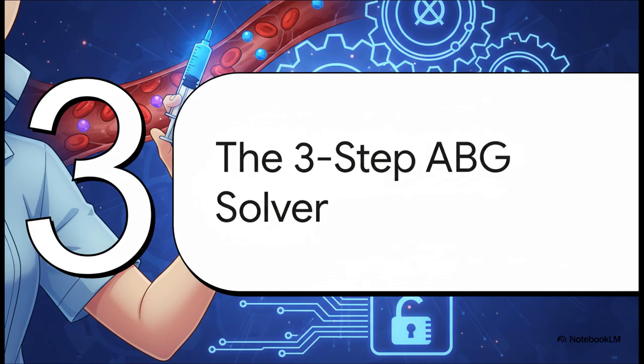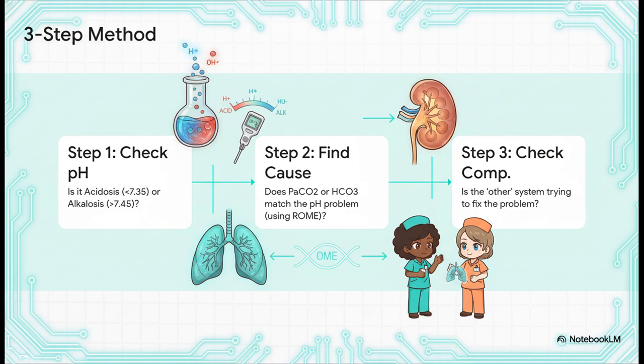This is the system you'll use every single time. No more guessing. It's just 3 questions, in this exact order. Step 1, look at the pH. Is it low, making the body acidic, or is it high, making it alkalotic? Step 2, find the source of the problem. Which value, the PaCO2 or the HCO3, actually explains that pH imbalance when you use Rome? And finally, step 3, check for compensation. Is the other system jumping in to save the day?